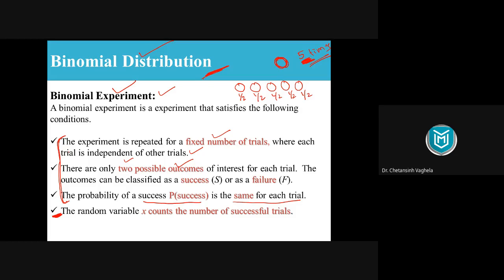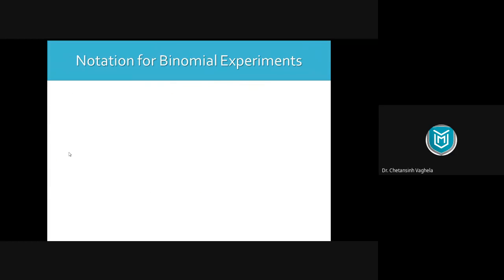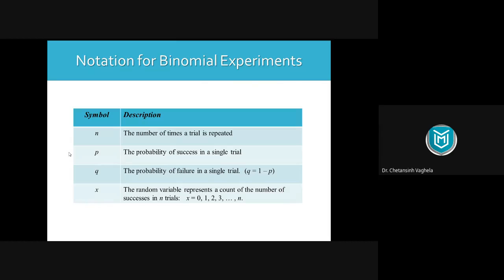Yes, good. So if you are confident that you can identify the binomial experiment, then let me throw one example. But before going to the example for the binomial experiment, I need to note down some of the notations which we're going to use throughout the binomial distribution. These are some of the standard notations for the binomial.